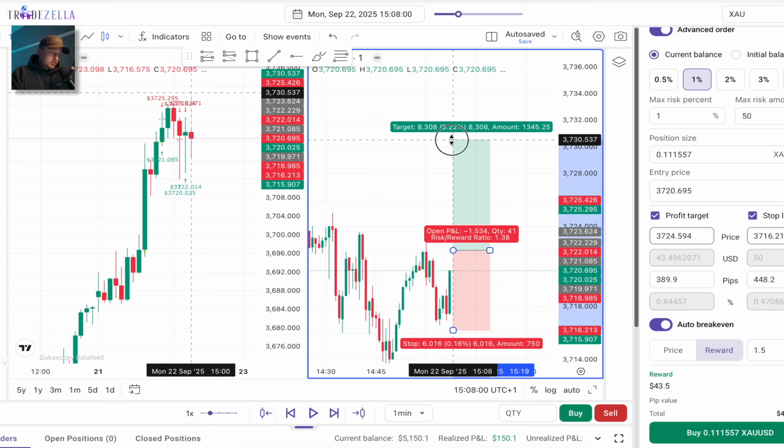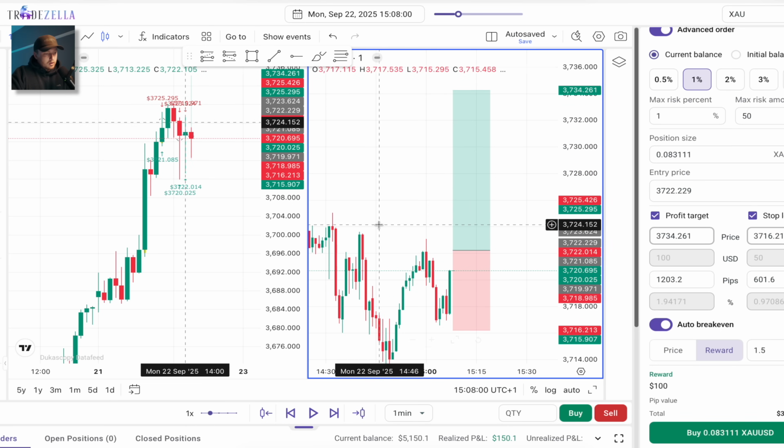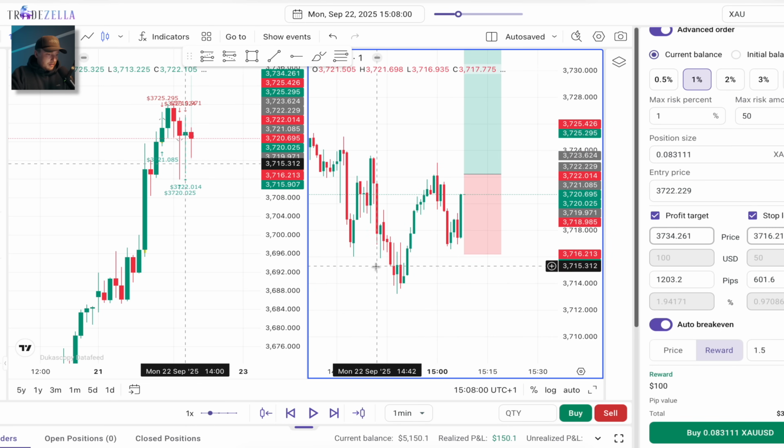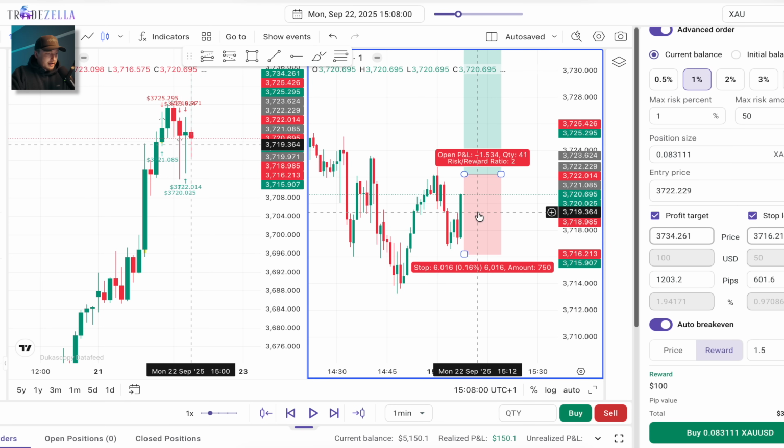But gold moves around a lot, so stop losses aren't as bad when they're big on gold as opposed to GU, which is my main pair that I trade. So let's see what's happened here. We made this new low, come up, we made a new high, lower high there. There's a higher low, there's the shift.